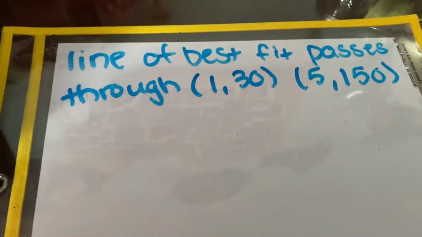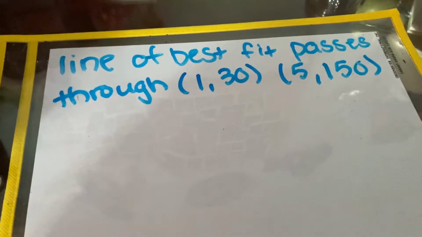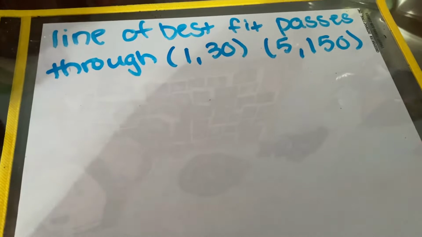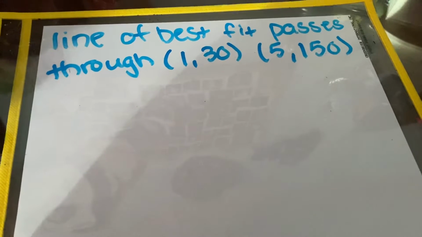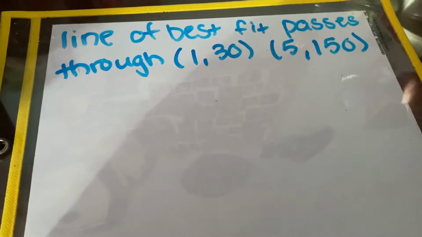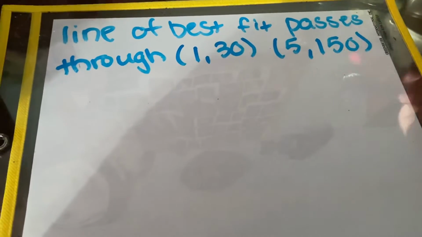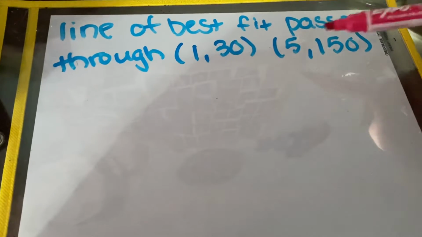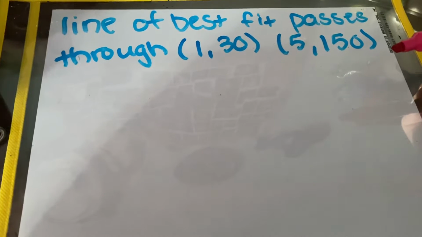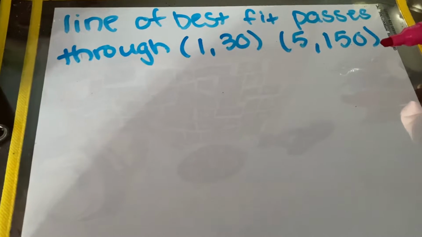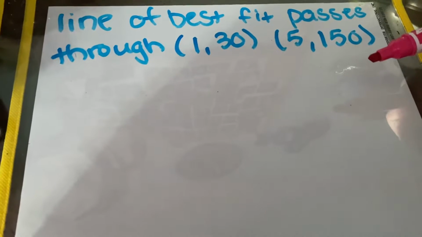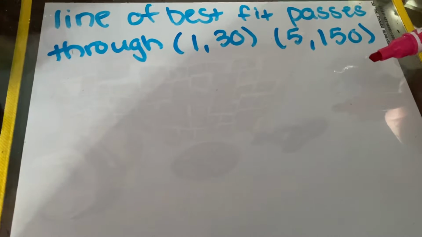Once you have a line of best fit, you can see what points the line passes through. Once we have the points the line passes through, you're able to find your slope. So this is an example. I'm telling you that the line of best fit passes through the points (1, 30) and (5, 150). We're going to use this information to find the equation of the best fit line. This is going to be a bit of a review. You have done this in the past, but just in case you forget it, let's run through it.